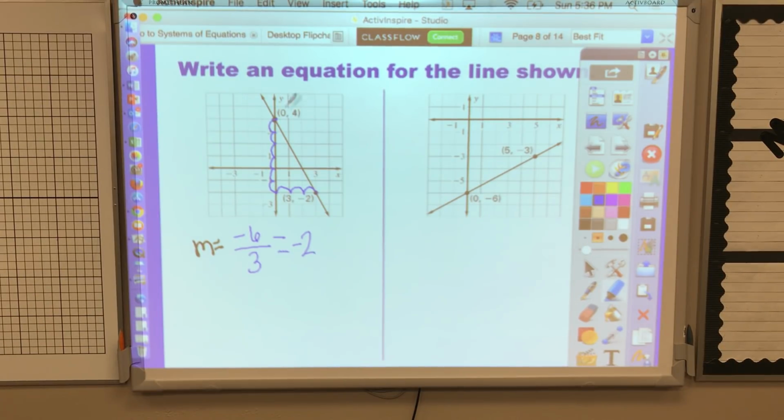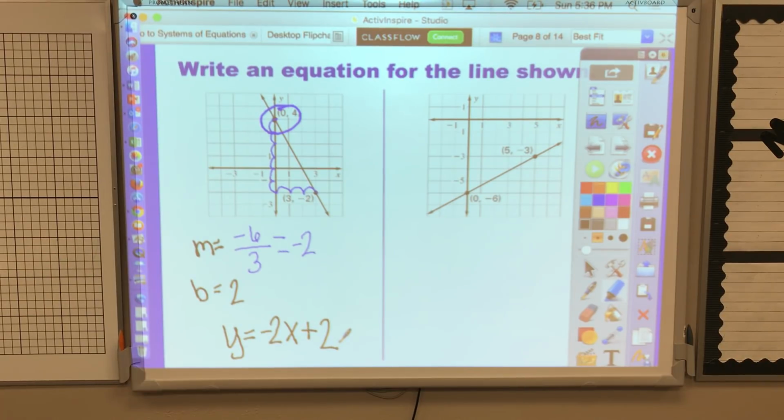Now b is the point on the y-axis, which is this one right here. So my b term is 2. Write that equation. y equals m, which in our case is -2x, plus b. b is positive, so it's plus 2. And there's my equation.